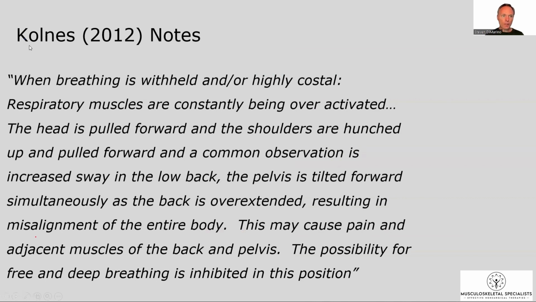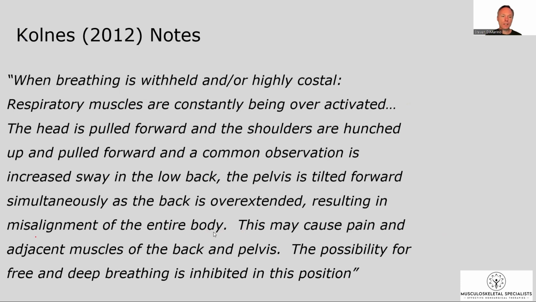Okay, so this is Collins in 2012. What he's saying here, I'll just read it, because if you're on your phone, then you're not going to be able to see this. Okay, so when breathing is withheld or highly costal, meaning going straight up with accessory muscles, respiratory muscles are constantly being overactivated. The head is pulled forward and the shoulders are hunched up and pulled forward. And a common observation is increased sway in the low back. Okay, now they're getting what we're calling cross syndromes. The pelvis is tilted forward simultaneously as the back is overextended, resulting in misalignment of the entire body.